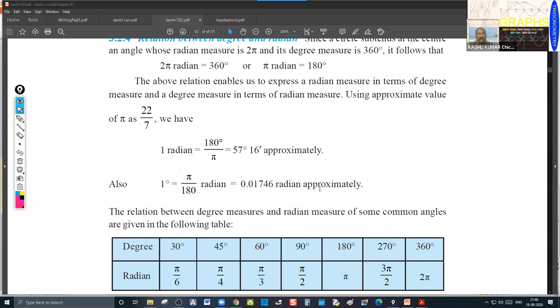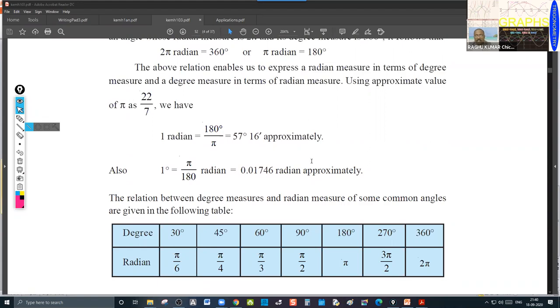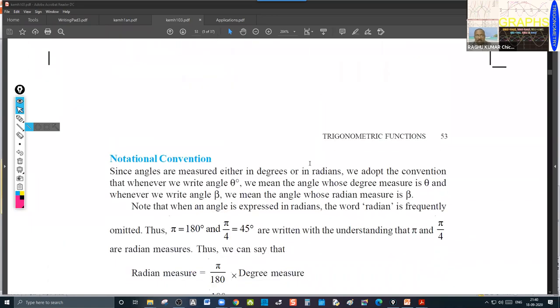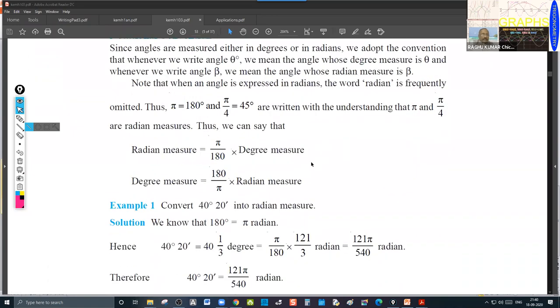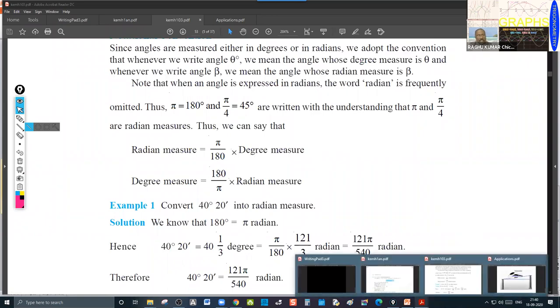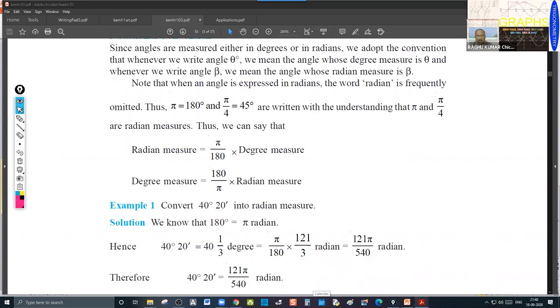So I'll be explaining you the three measuring systems in which one system is not in use. Let me brief it. We need not go in depth of that. Let me briefly explain you that. So what are those measuring systems? Number one is degree measure.